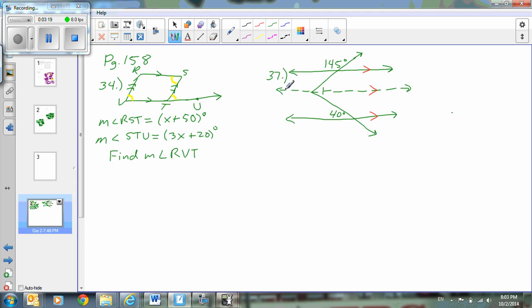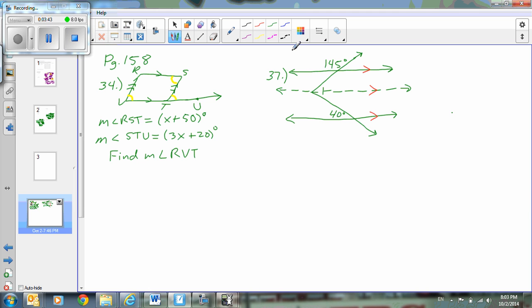Okay, so now when I do that, what I have done is I've actually chopped this angle 1 into two pieces. So what we're going to do now is use our knowledge of parallel lines being cut by transversals to find the measure of this angle and then the measure of this angle, and then we'll add those two measures together to get the entire measure of angle 1. That would be using the angle addition postulate.